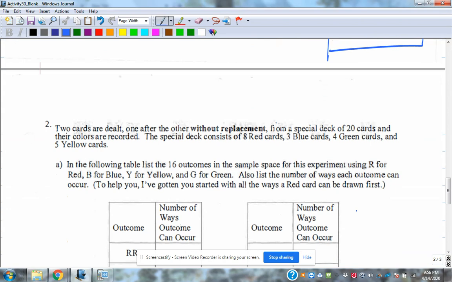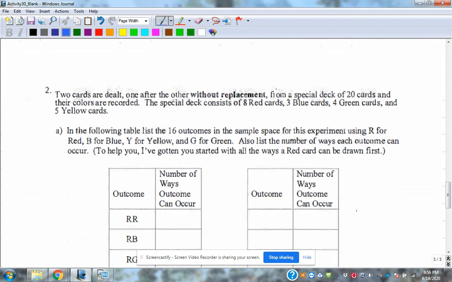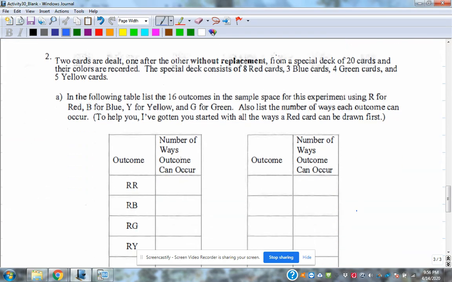All right. Let's look at number 2 here. A little tougher problem here because you've got to build our sample space. So we've got a kind of a new game here with a different kind of a deck of cards. This deck of cards has 8 red cards, 3 blue cards, 4 green cards, and 5 yellow cards. That's 20 cards total.